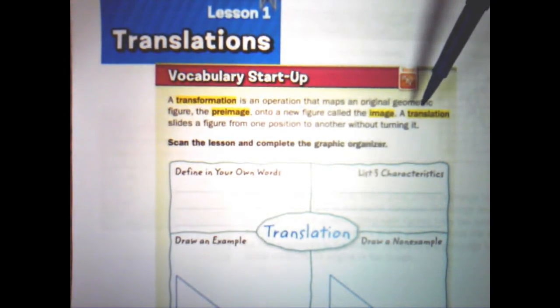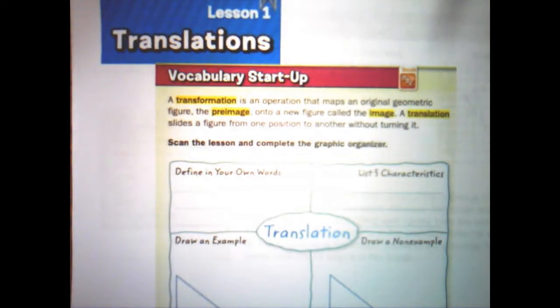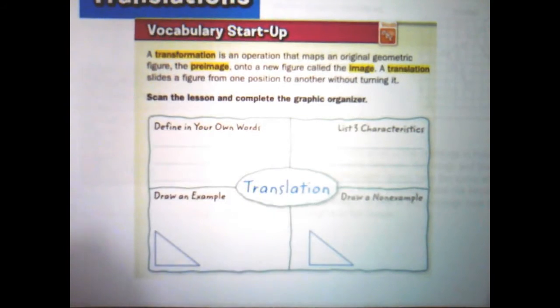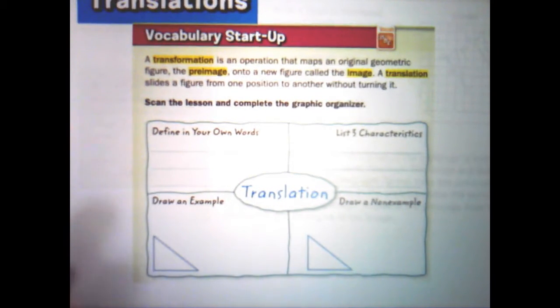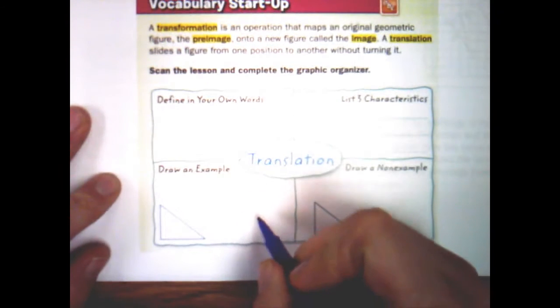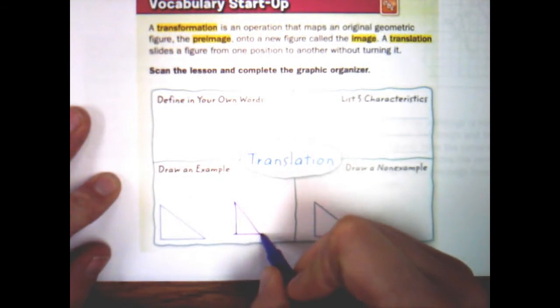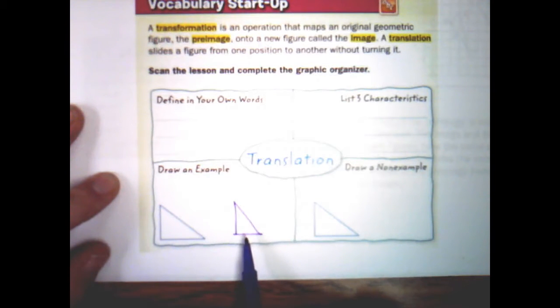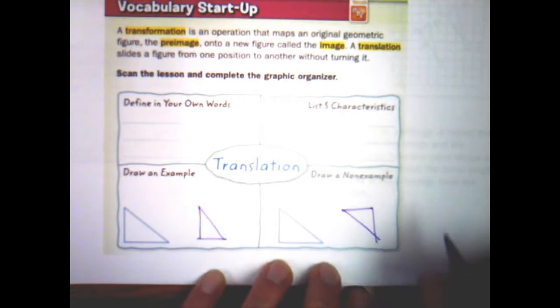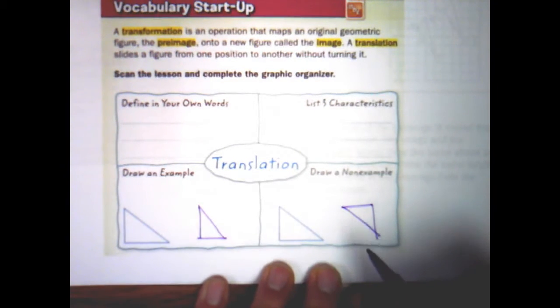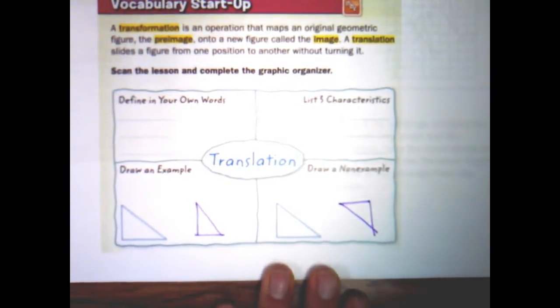Specifically today we're going to talk about a translation, and that slides a figure from one position to another without turning it. Okay, so there's no turning, we just slide it. Down here, feel free to fill in the word map to help you understand translation better. Define it in your own words. It's sliding the figure. Three characteristics: they don't turn. An example would be right here. That's a poor drawing, but we just slid the triangle over there. A non-example would be something like this, where you obviously turned the figure.